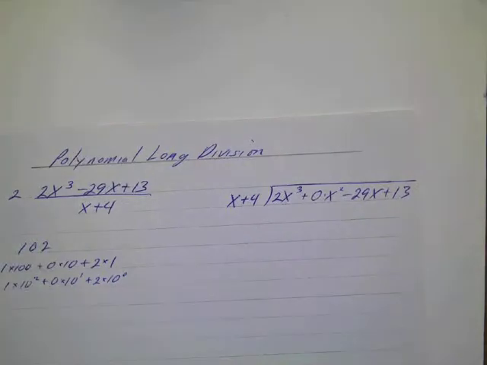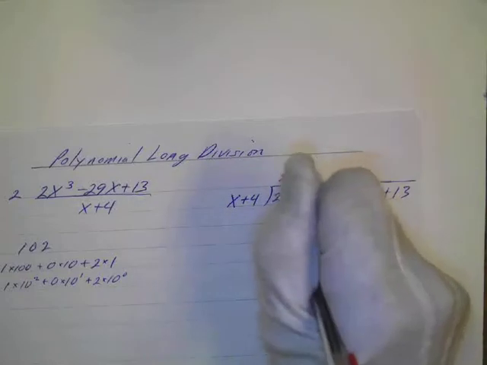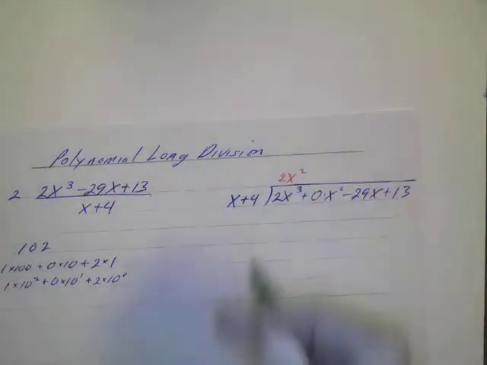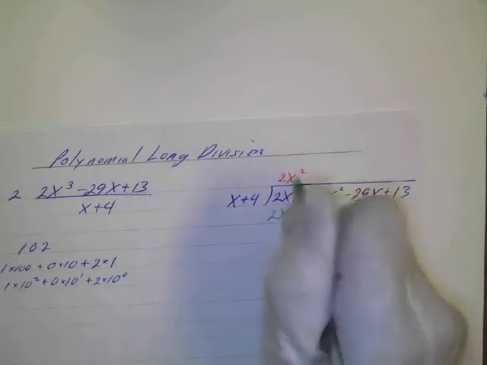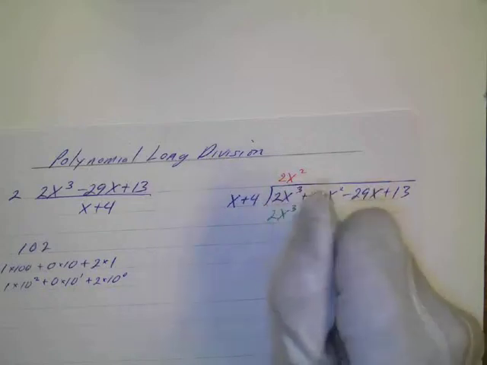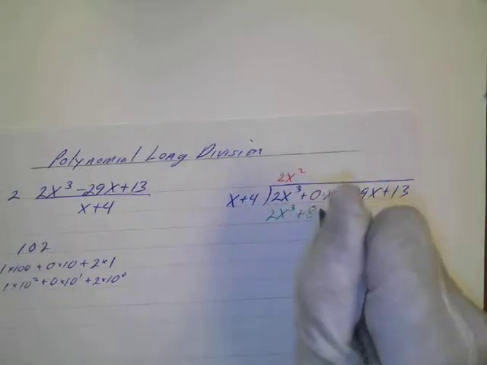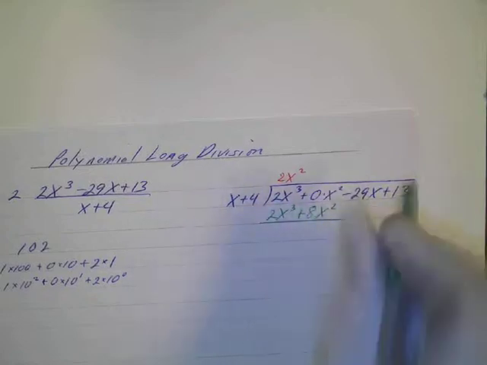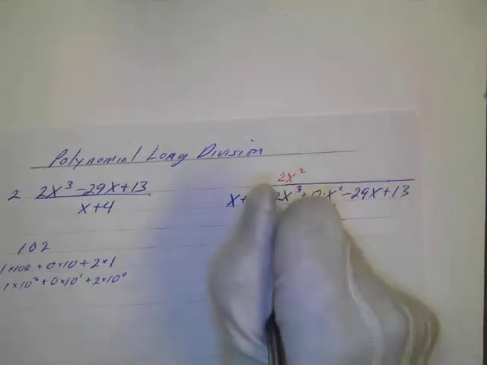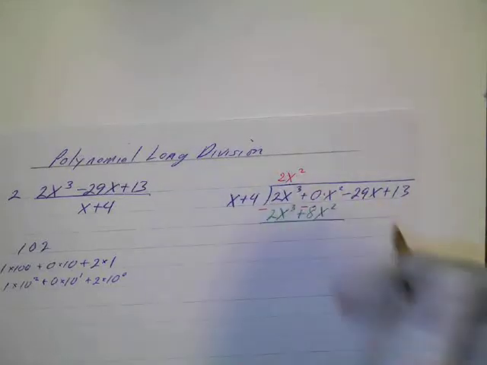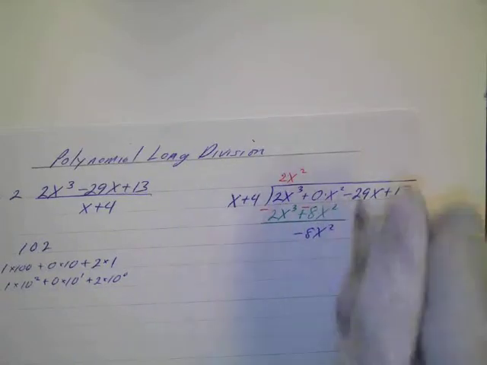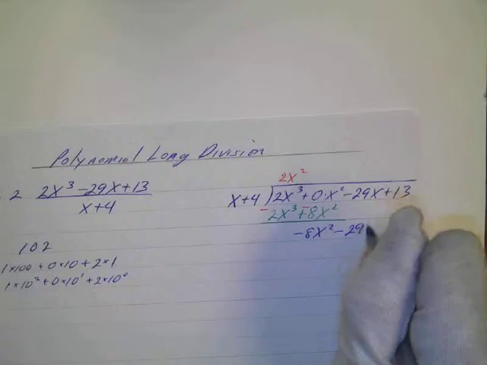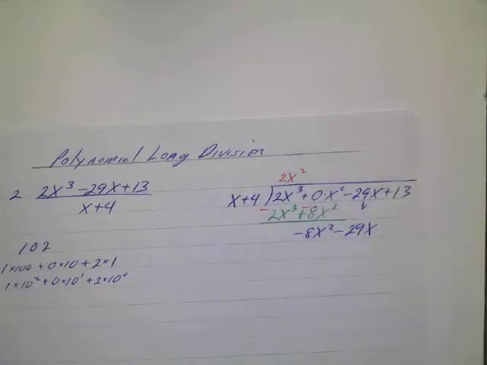So again, the first thing we do is divide. What do I have to multiply x by in order to get exactly 2x cubed? Well, 2x squared. We multiply that, so 2x squared times x will give me 2x cubed. And then this is going to be 2 times 4. It's going to be positive. 2 times 4 is 8x squared. Then we subtract, so we change the signs, and then add. That becomes 0, and then I've got negative 8x squared. Then I can bring down the negative 29x. Bring that down, and then repeat the process.